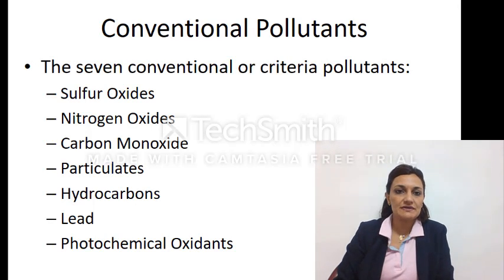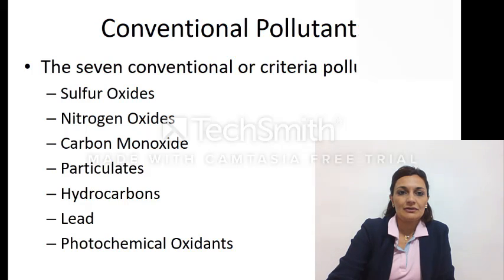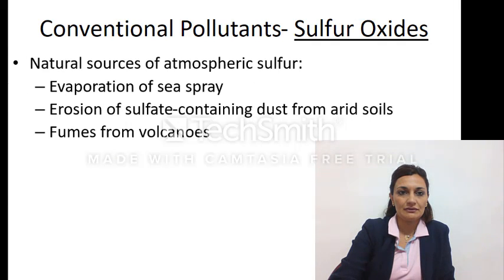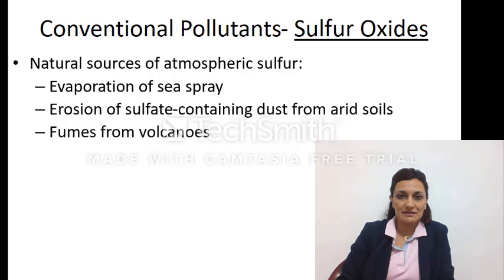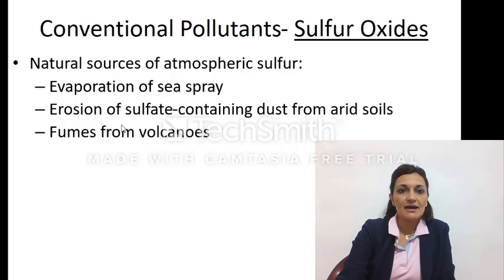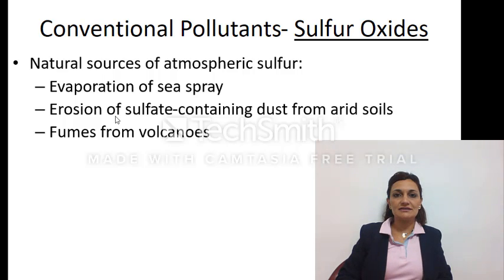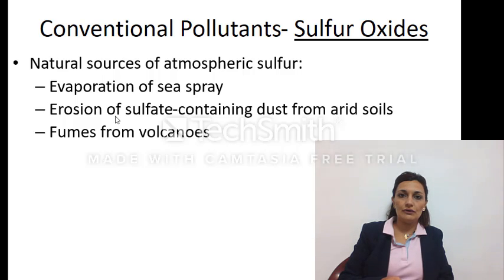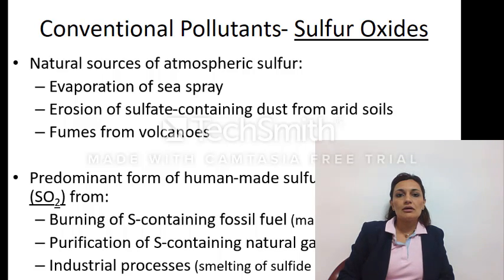So let's start with the sulfur oxide. From where is sulfur oxide emitted? We have sulfur from sea sprays, from volcanoes as well, fumes from volcanoes, sea sprays, and erosion of sulfate-containing dust from arid soils. So if we have arid soils and they are eroded, then sulfate might be released. These are natural sources.